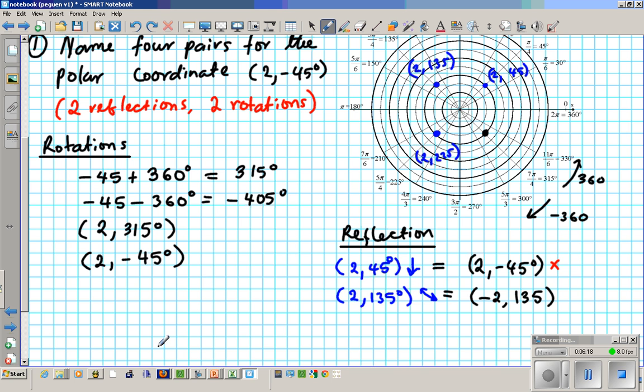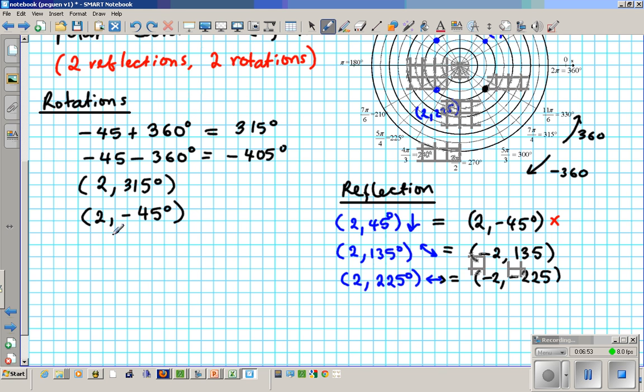Okay, that's a good answer. And then last but not the least is 2, 225. This one is a horizontal reflection. To achieve a horizontal or side-to-side reflection, all you do is simply negate both radius and angle. In this case, with both of them negated, you're going to have negative 2 and negative 225. All right? So these are reflections or rotation.